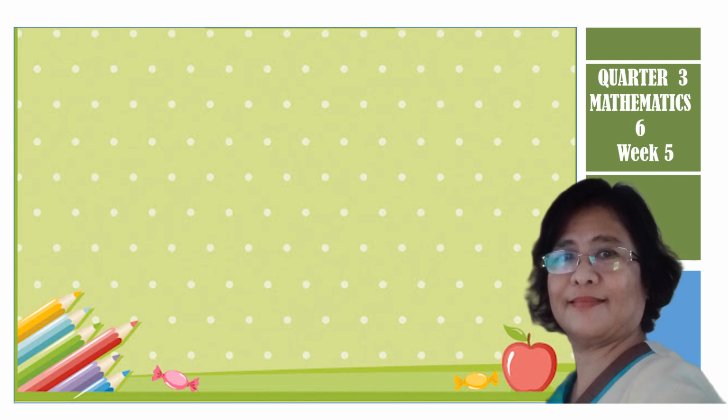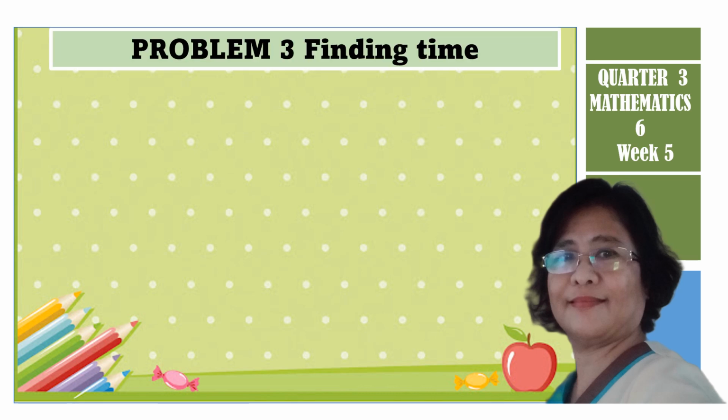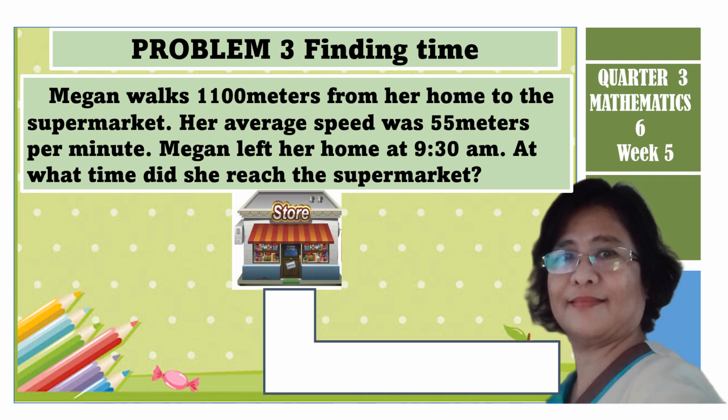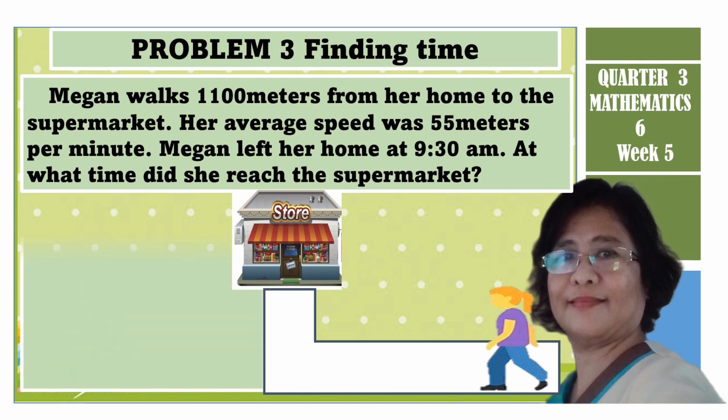Problem number 3. Solving problems involving time. Megan walks 1,100 meters from her home to the supermarket. Her average speed was 55 meters per minute. Megan left her home at 9:30 a.m. At what time did she reach the supermarket?